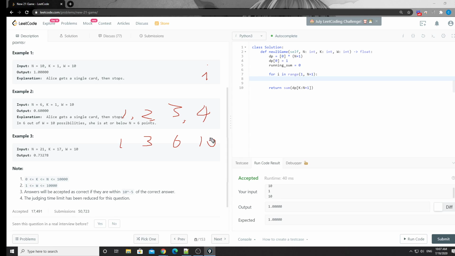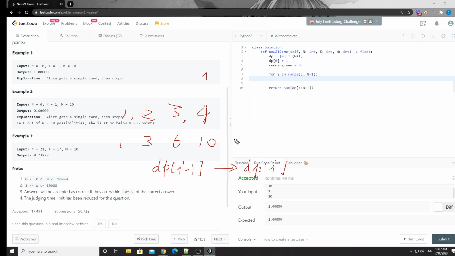But in this case, it's different, right? Because the running sum we're trying to maintain is the sum before the current i, because we need that running sum to give us the probability that we need to calculate the current probability, right? So that's why, to move to the current DP, let's say we move from dp[i minus 1] to dp[i], right? And now we're at dp[i].